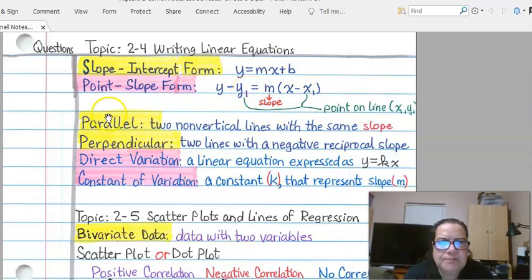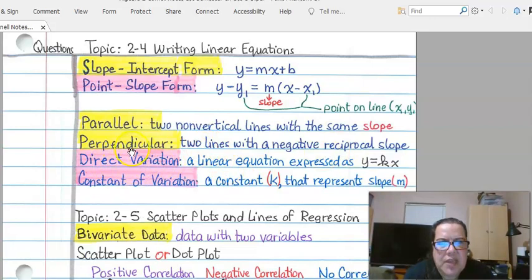If two lines are parallel, then what are they? Well, they're two non-vertical lines that never touch, right? And they have the same slope. That's the important part here. If they're perpendicular, you have two lines with a negative reciprocal slope. So if one of them has a slope of like 1/3, then a perpendicular line would have a slope of 3/1 and negative. So you just flip whatever the slope is and make it the opposite sign.